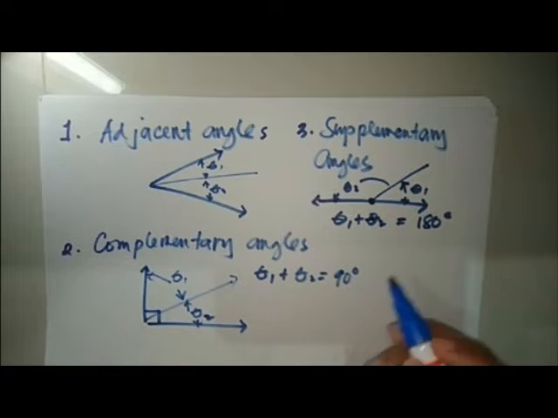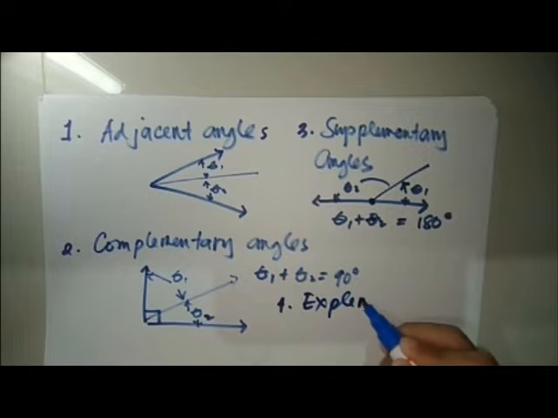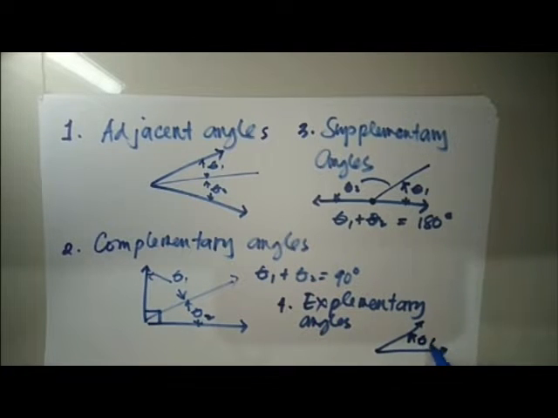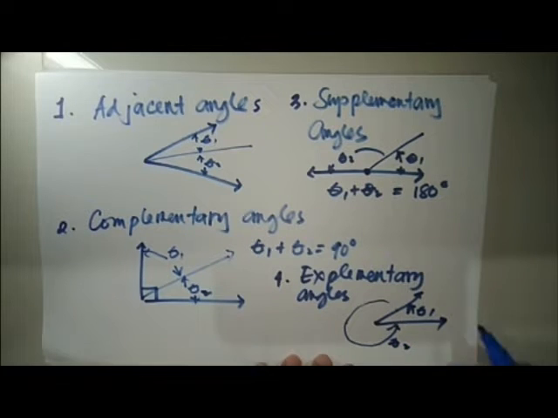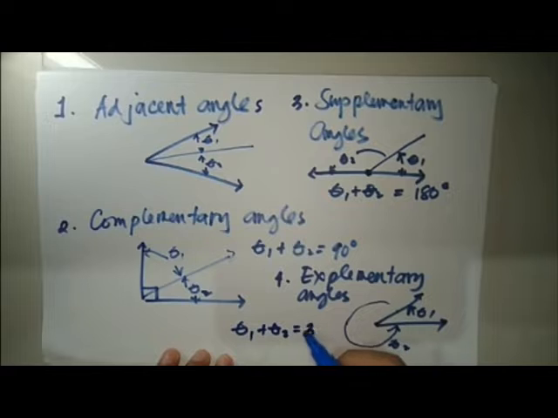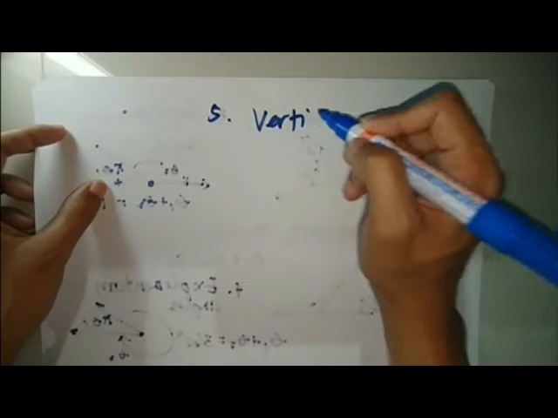We also have explementary angles. Say you have theta 1 and theta 2. If the sum of your two angles is 360 degrees, they are explementary angles. That's the fourth. The fifth is vertical angles.